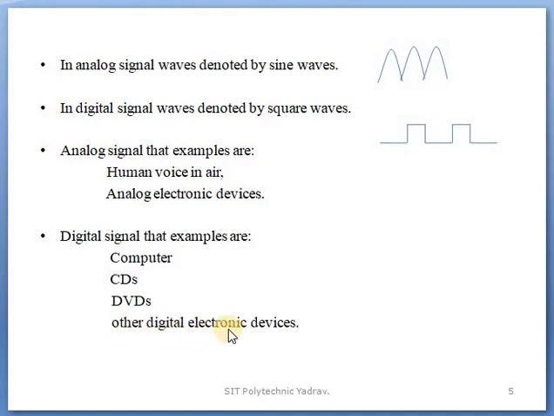Any digital electronic device is an example of digital signals. For example, computers, CDs, DVDs. You already know what a computer is. Which language does a computer understand? It understands the binary format. So these are examples of digital signals, which use the language of 0 and 1.